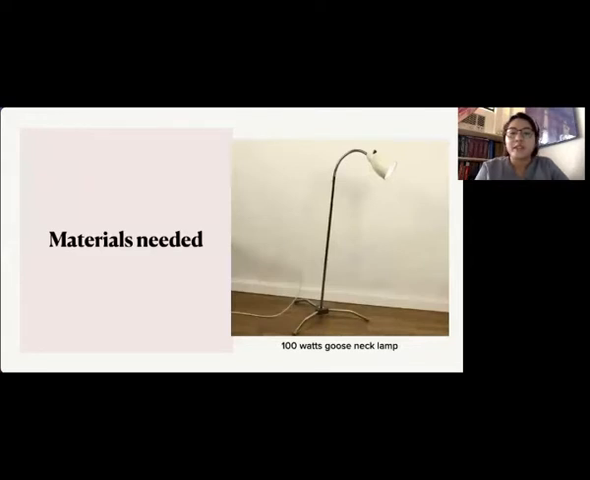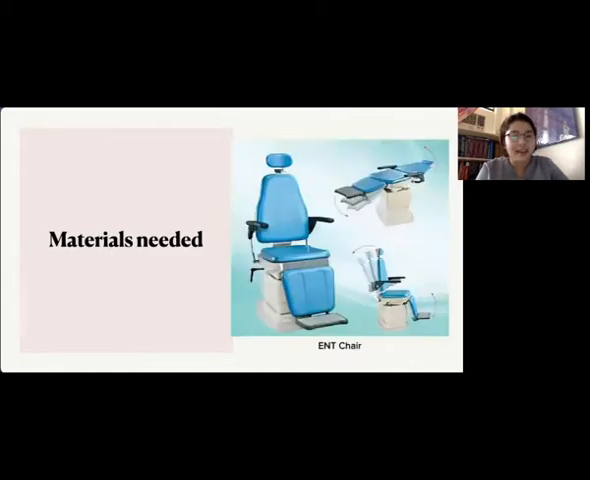So we have a 100-watt gooseneck lamp for our light source, which is situated on the right side of the patient. And next, we have an ENT chair. It is one in which the height can be adjusted, and also the backrest and the leg rest can be stretched, so you can create a full supine position.